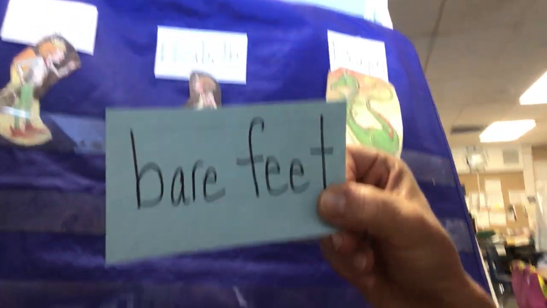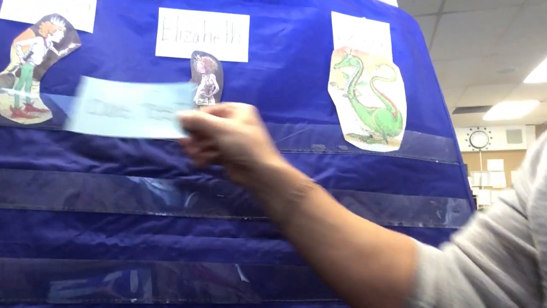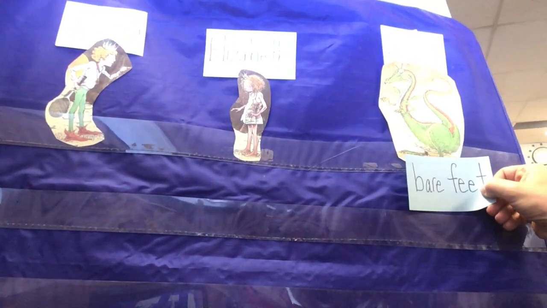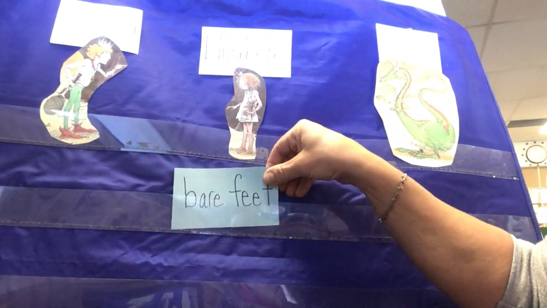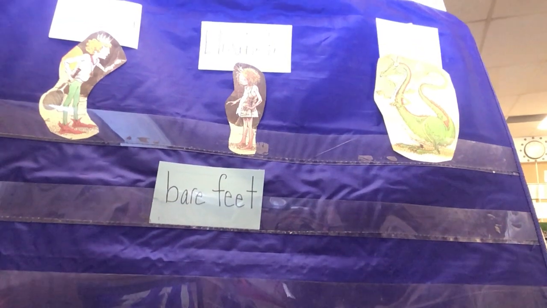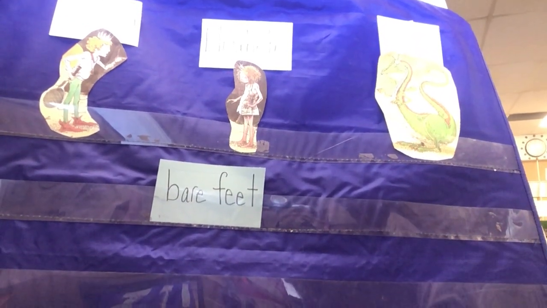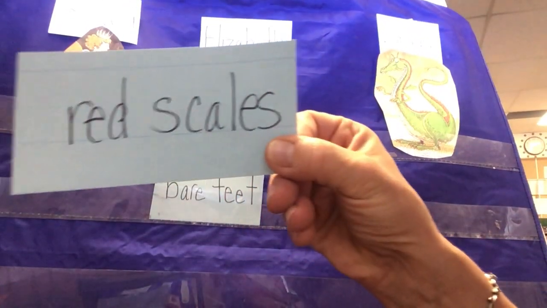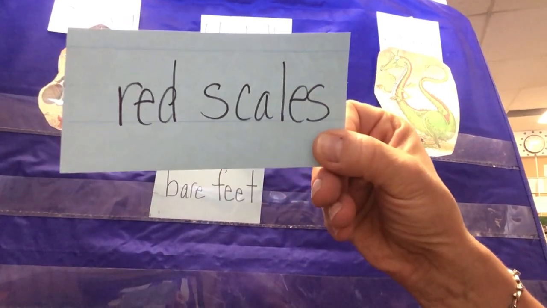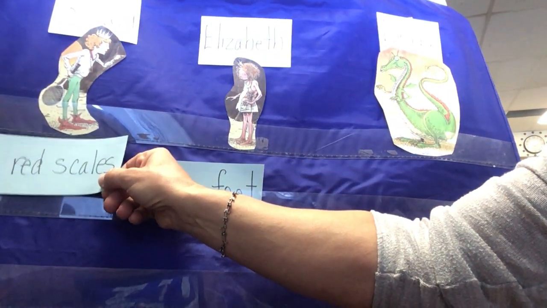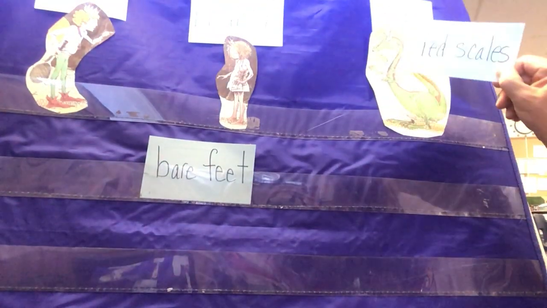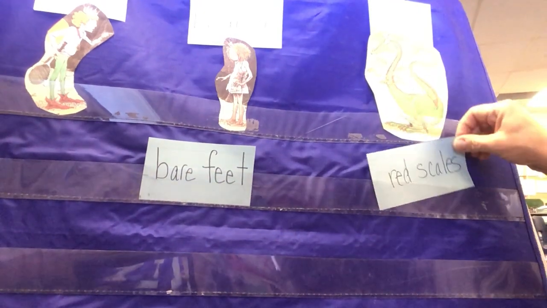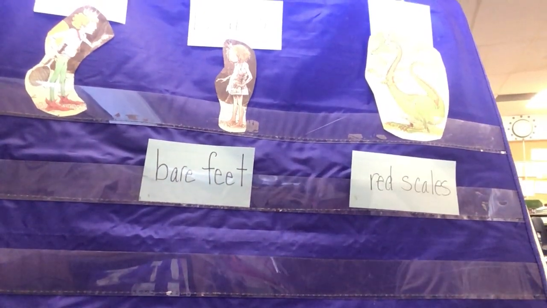bare feet. Now, who in this has bare feet? Ronald, Elizabeth, or the dragon? Well, we know her shoes got burned off, so we know that's got to be Elizabeth, right? Elizabeth has bare feet. Okay, the next one says red scales. Ronald has red shoes, but does he have red scales? No, the dragon down his back has red scales, so we're going to put that word there.